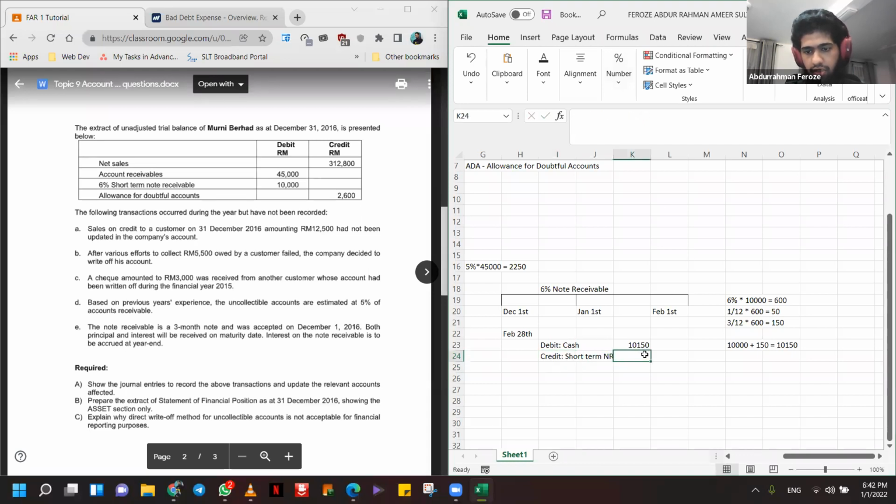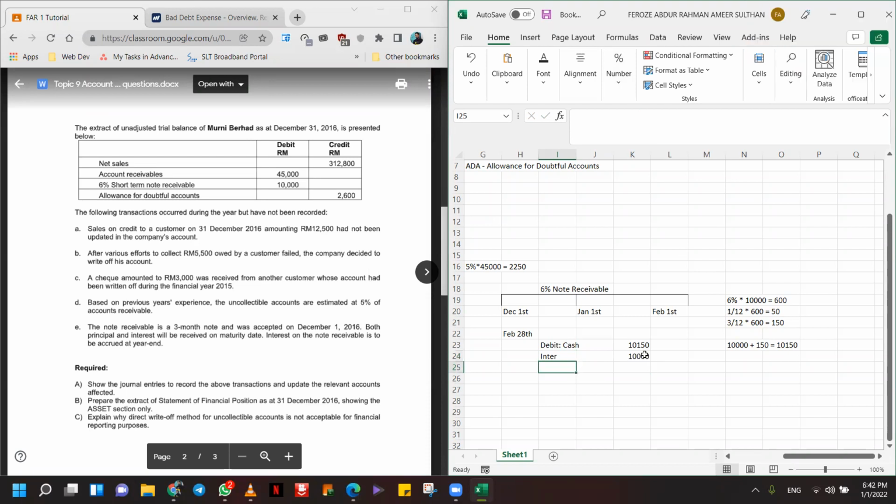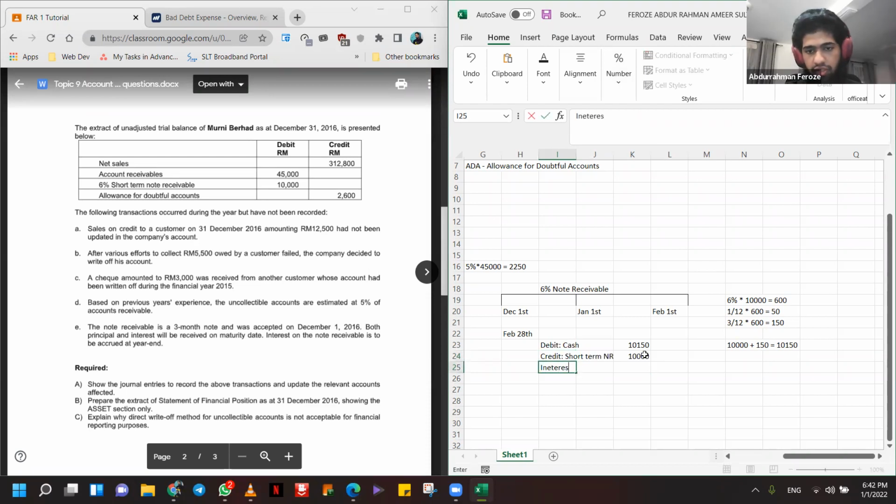Short-term NR, you can put 10,000, right? And interest. Interest receivable. Yeah, interest revenue. Here it's interest revenue because they have received it on February 28th. Interest revenue 150.